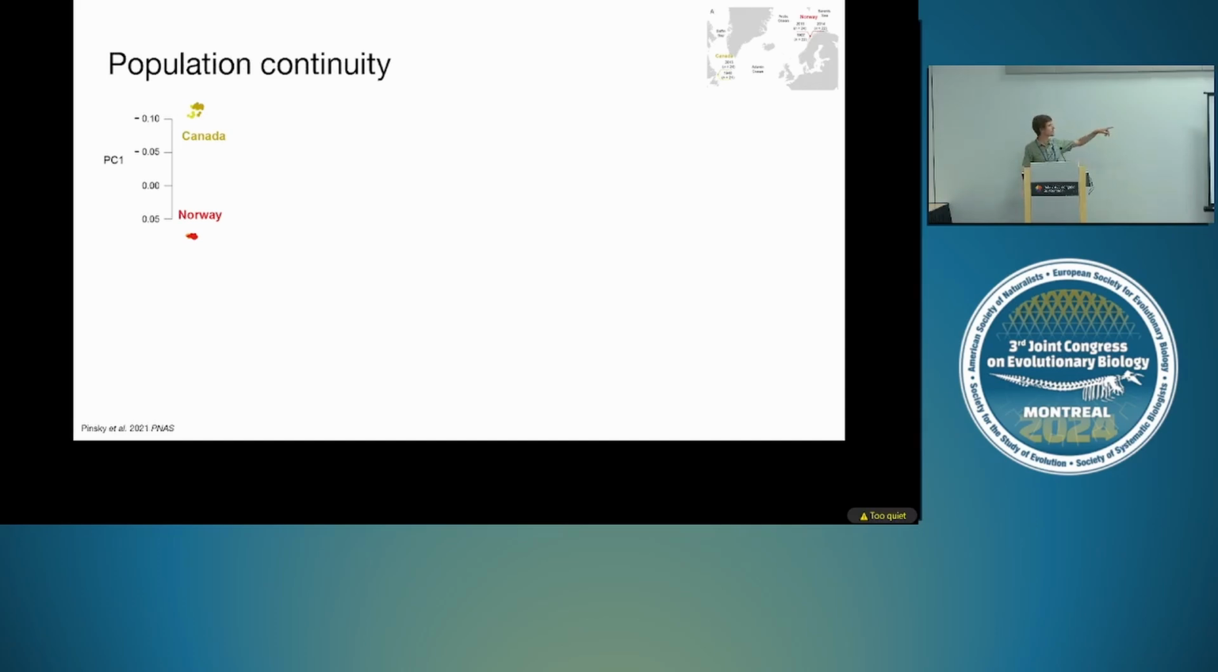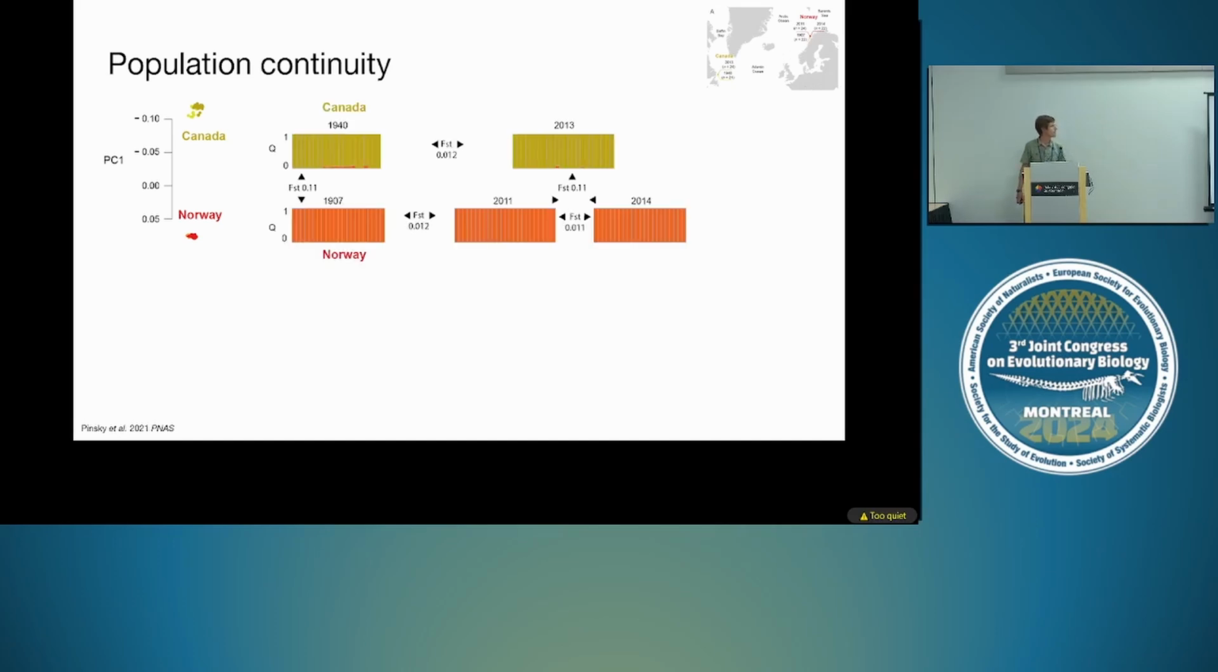This is a principal components analysis, lumping the historical and modern Canadian samples together in yellow, and the same for Norway in orange. An admixture analysis, where each individual is a vertical bar organized by geographic location of sampling, Canada and Norway, and by time from left to right, again clusters them into two continuous populations through time. So it does look like we're sampling from the same populations.